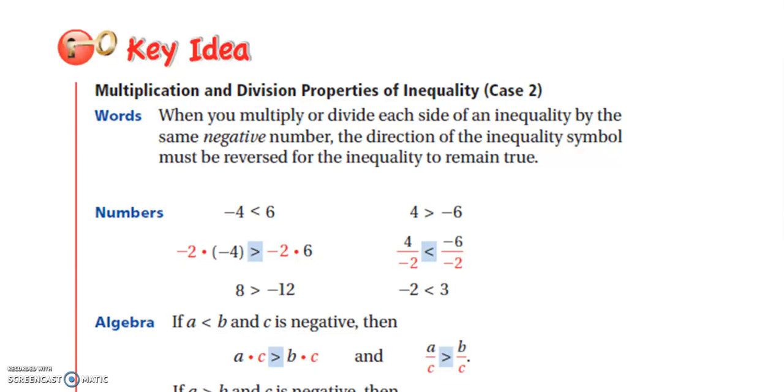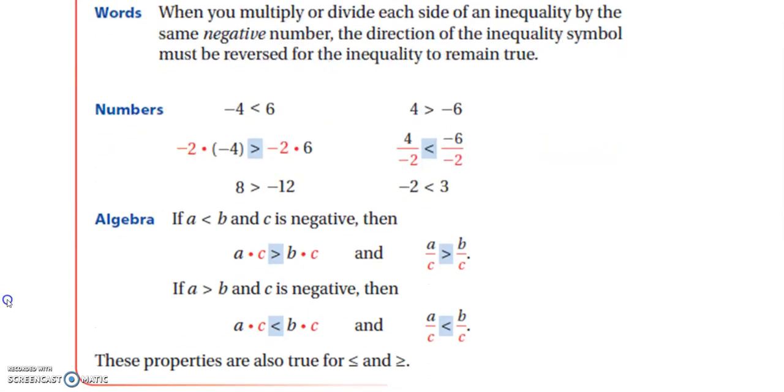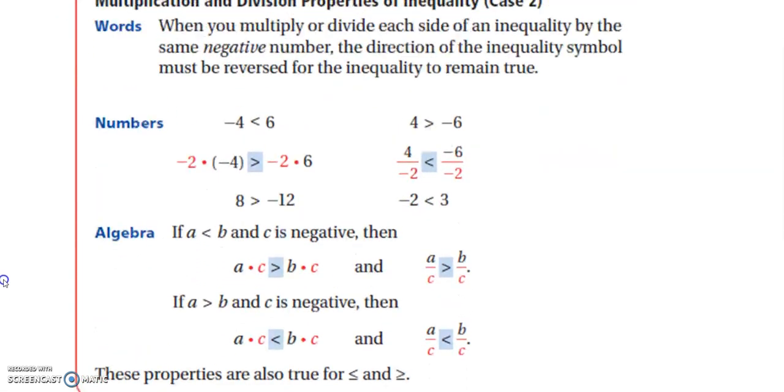Okay, now we're on to the second part of 4.3, which is mainly focusing on how when you divide by a negative number, it's going to change the direction of your inequality symbol, okay? So, when you multiply or divide each side of an inequality by the same negative number, the direction of the inequality symbol must be reversed for the inequality to remain true. So then they give you an example. And the same goes for division and multiplication.